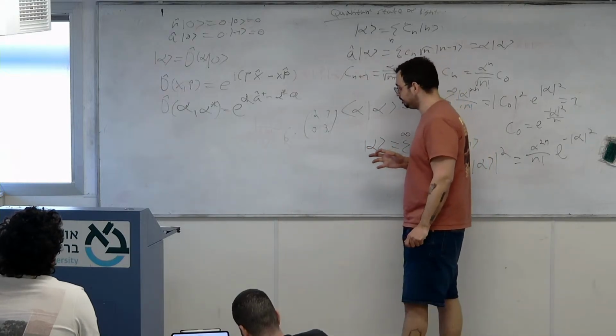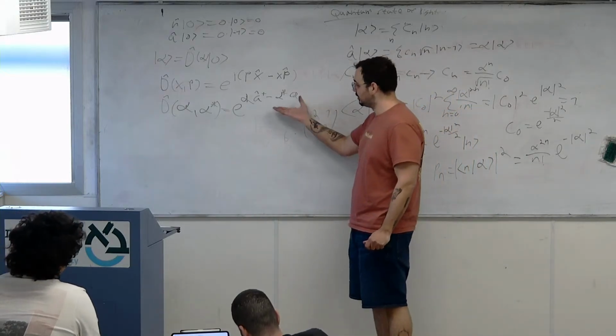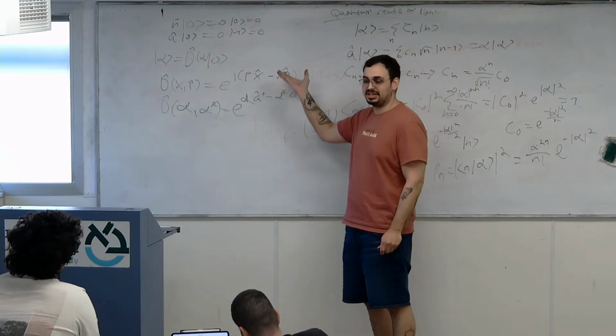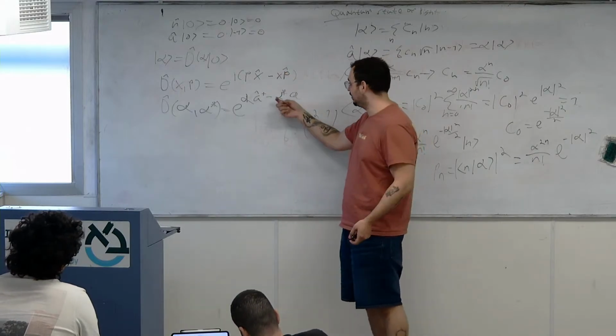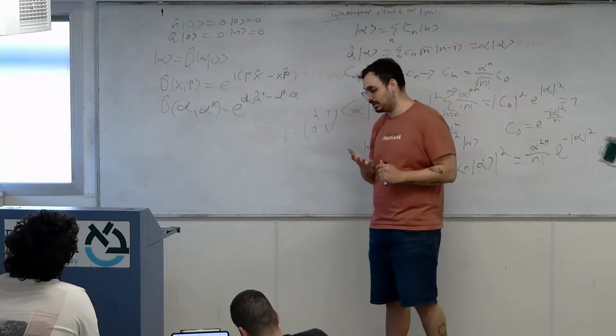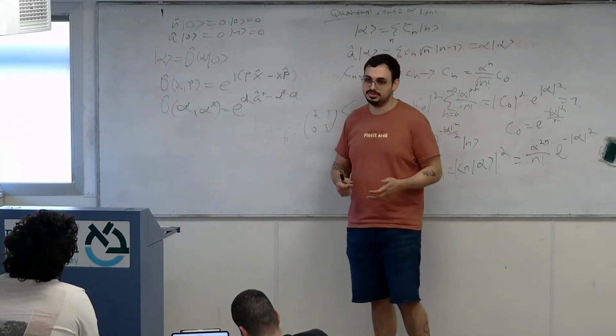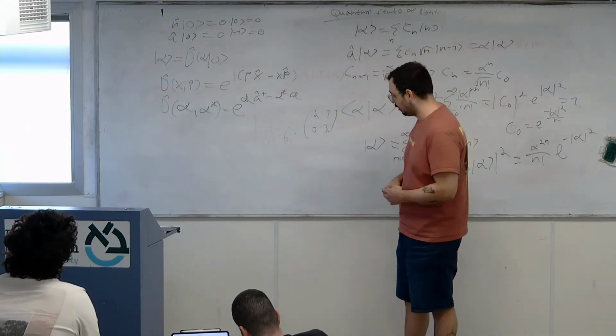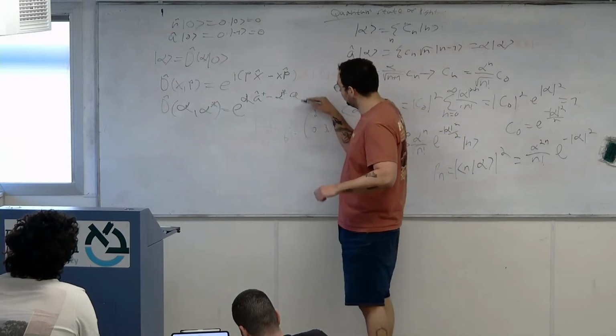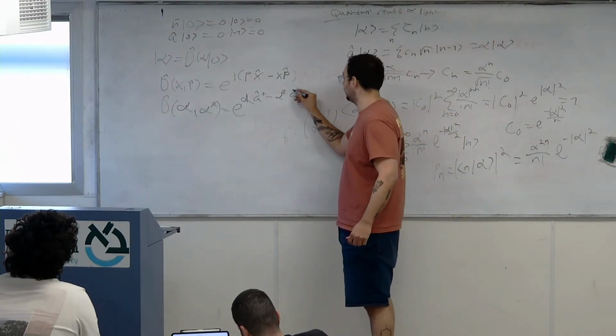So numbers in quantum mechanics could have meaning. For example, here it has a meaning to it, but they're essentially just numbers, just like in normal life. And operators, sometimes you write them with a hat, sometimes you don't.